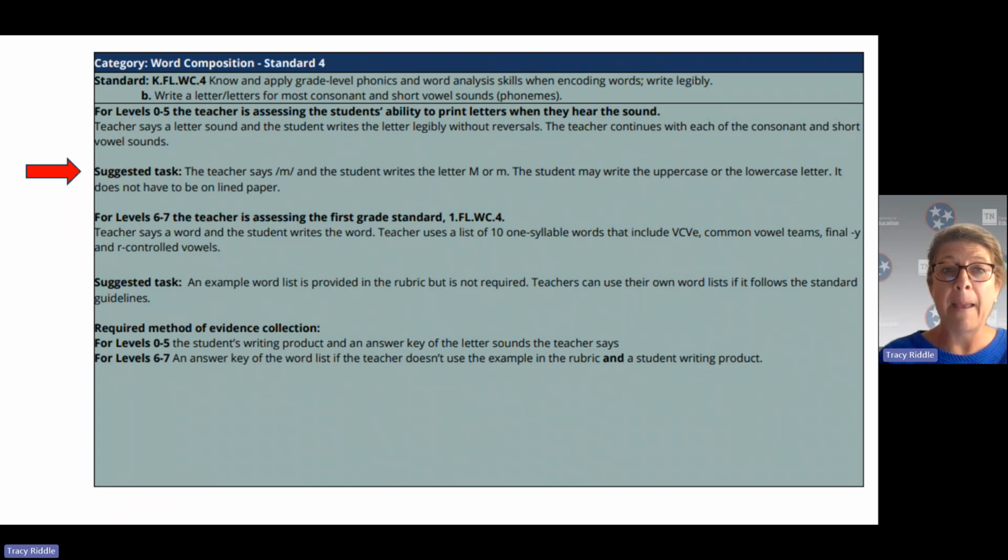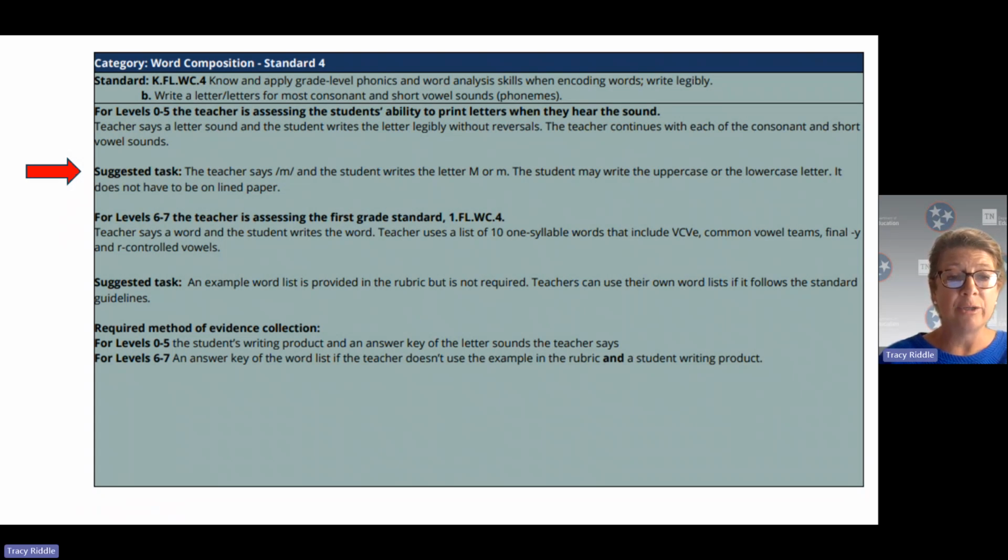The teacher would say M, and the student would write the letter M. The student can write a capital M or a lowercase m. It does not have to be on lined paper. It just needs to be written legibly. The teacher will continue with all 26 letters.